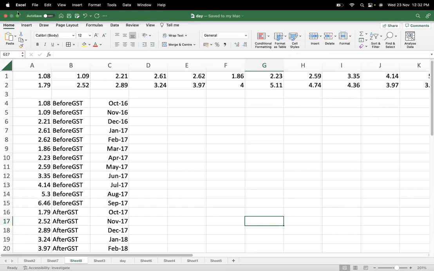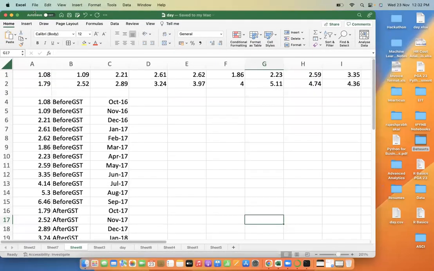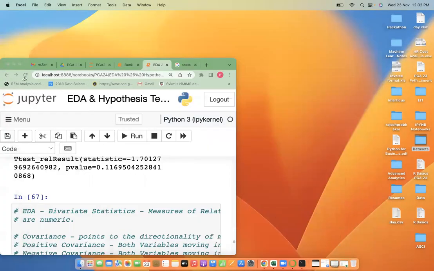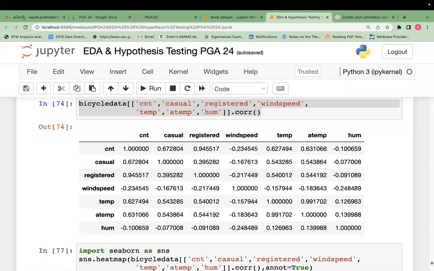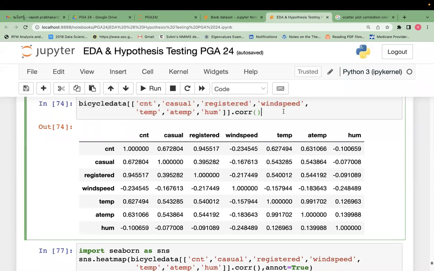Okay, so correlation and covariance are for the relationship between two numeric variables. Two numeric variables. You can look at this. These are all the numeric variables we have.